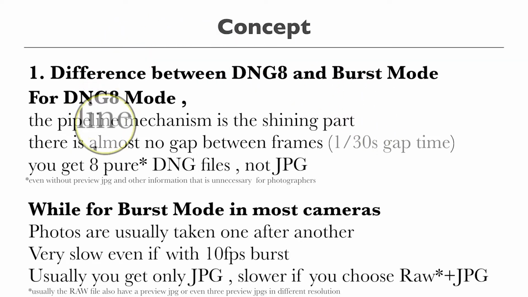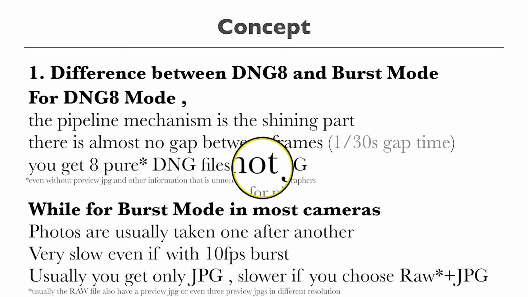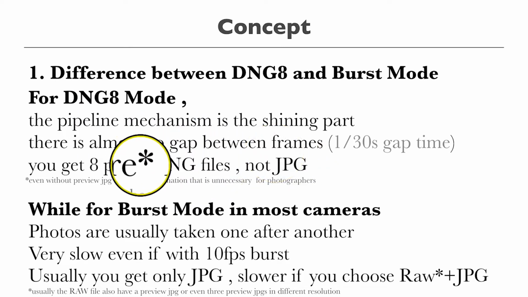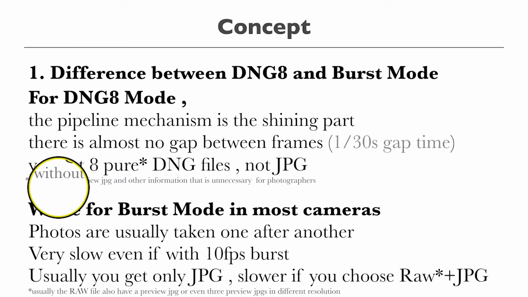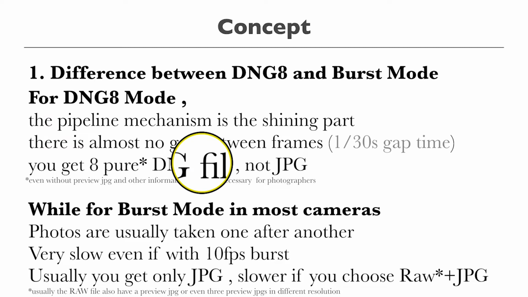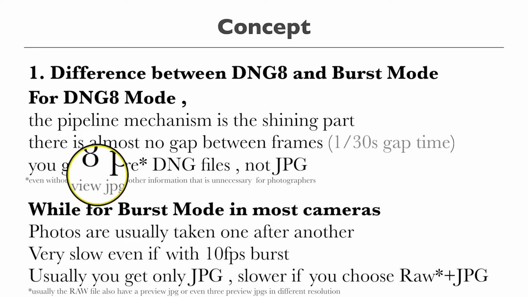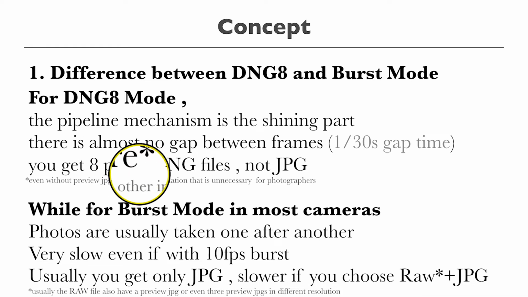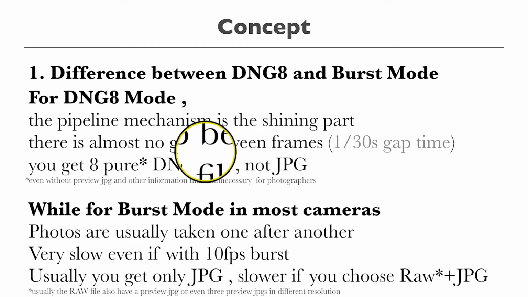You will get 8 pure DNG files without JPEG files. I'm saying pure because normally a DNG file already has a preview version of the JPEG. But in the DNG8 mode, the DNG shot will come without any preview JPEG files. All the other information is unnecessary for photographers to do the photo stacking. So these 8 DNG shots were designed to be photo stacked to improve the imaging quality. And there is no preview JPEG because you can save time. You can shoot quicker, right?